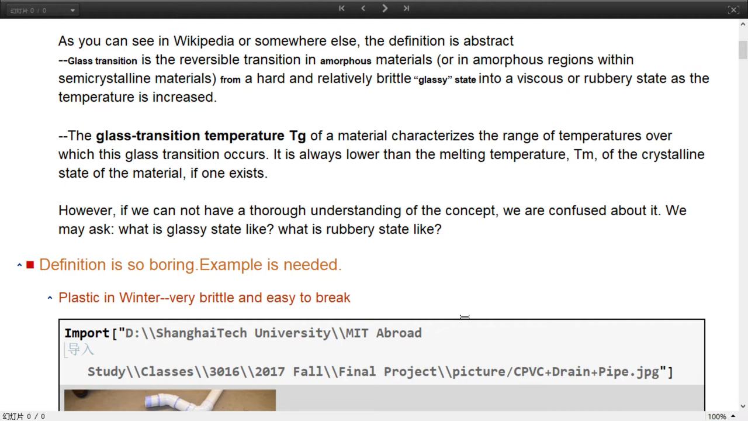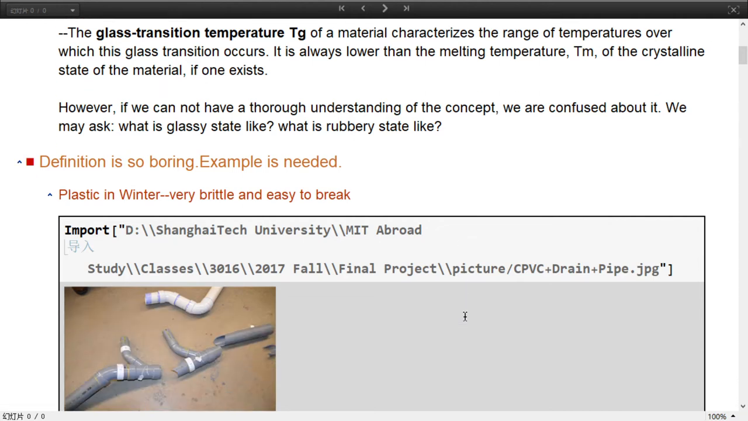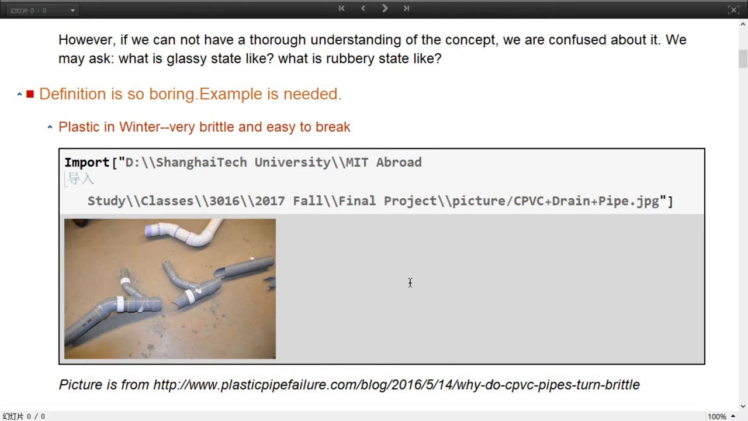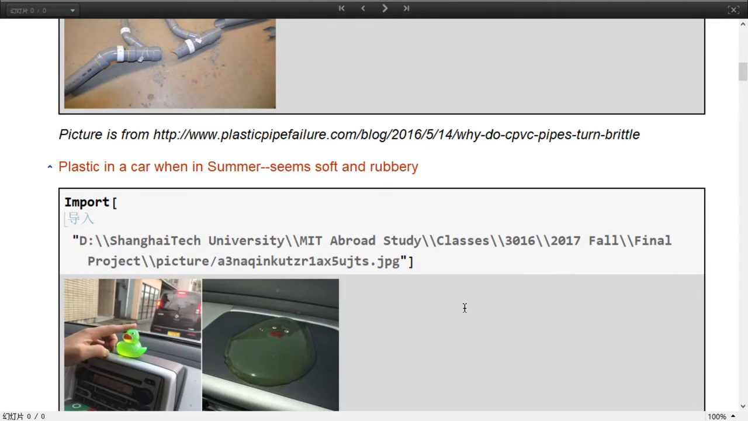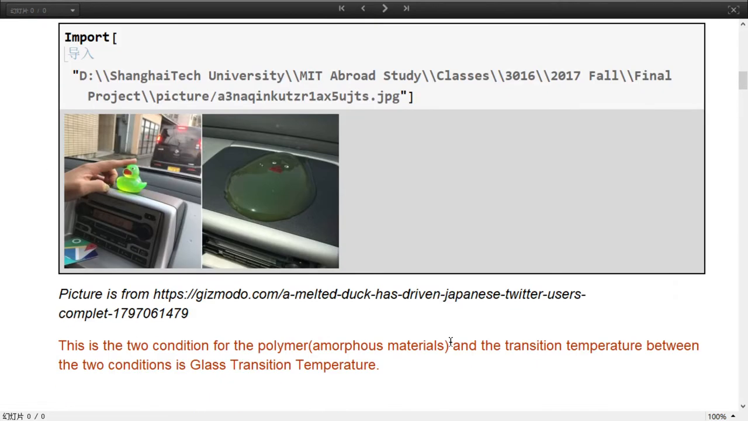First, the glassy state. You can imagine plastic in winter. It is very brittle and easy to break, right? As you can see in this picture, it is a brittle tube. So that is a glassy state. And then the rubbery state. You can imagine plastic in a car in summer. It seems very soft and rubbery, and that is the rubbery state.